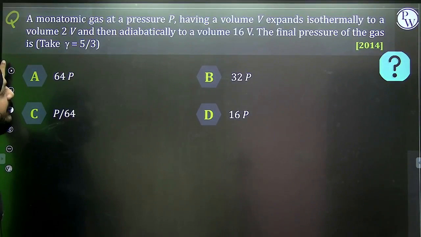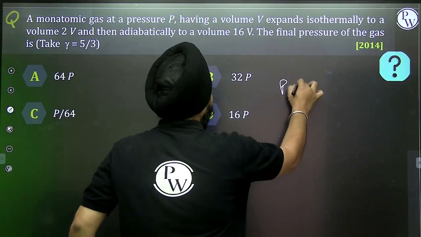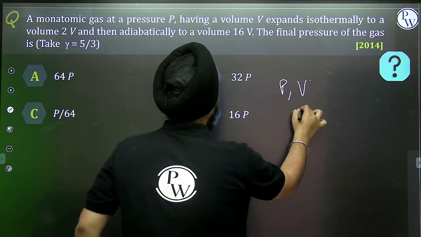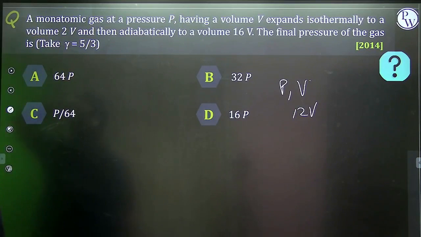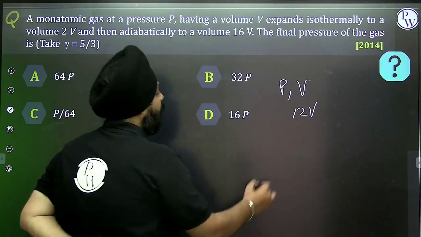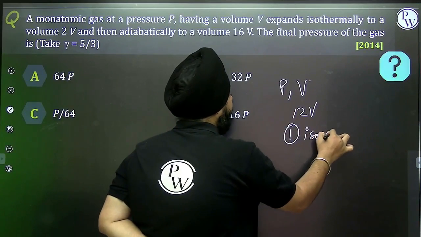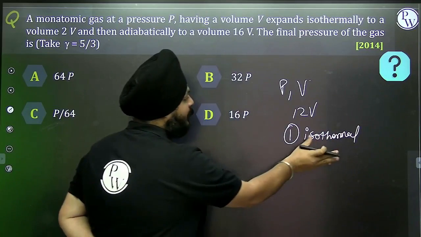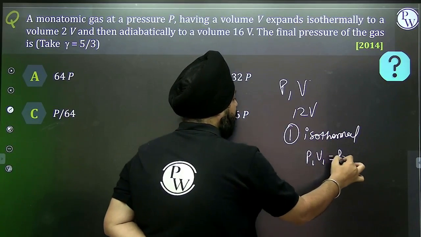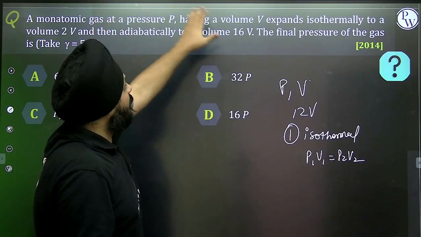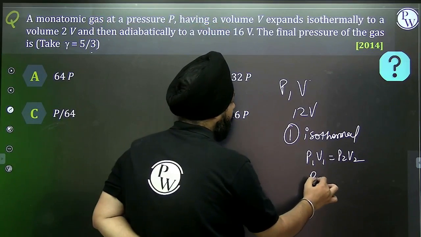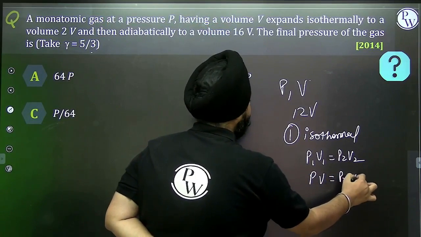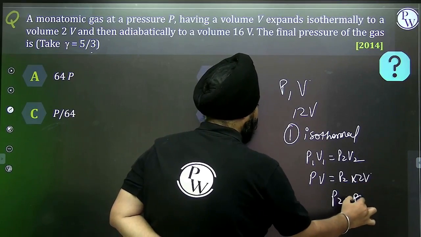A monatomic gas at pressure P and volume V expands isothermally to volume 2V, and then adiabatically to volume 16V. First an isothermal process is going on, then an adiabatic process. So at the end of the isothermal process, what is the pressure? P1 V1 is equal to P2 V2. For the isothermal process, P1 is P, volume is V, final volume is 2V. So the final pressure is equal to P by 2.